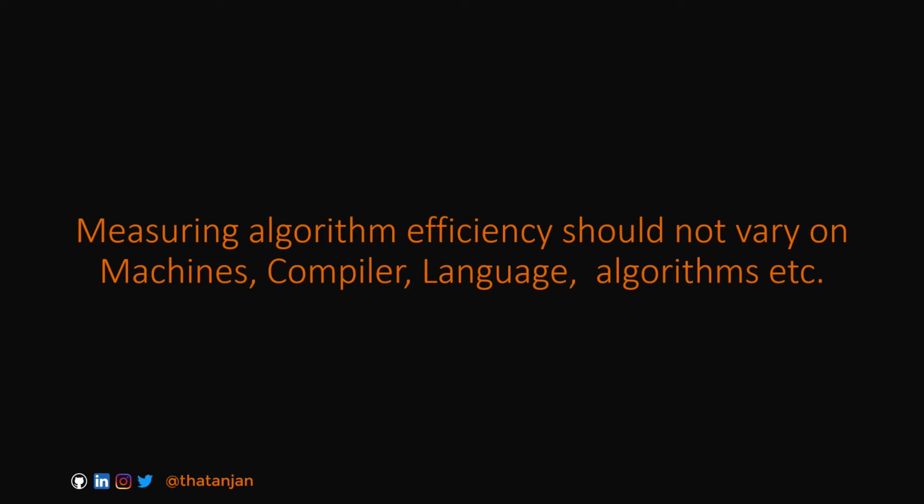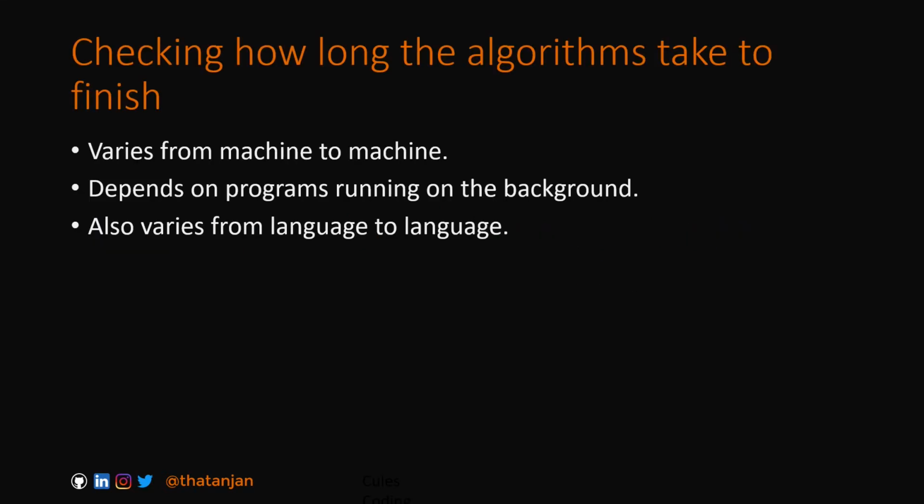Let's see why those options were wrong. Checking how long the algorithm takes to finish varies from machine to machine. You might have a fast computer, but not everyone has an equally fast computer. It is common sense that a fast computer will finish any task faster than a slower computer.